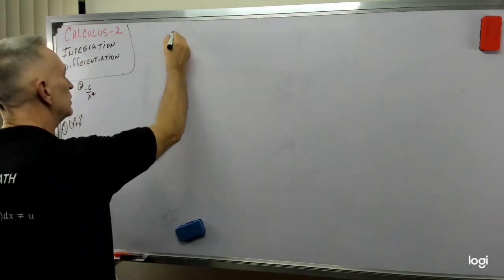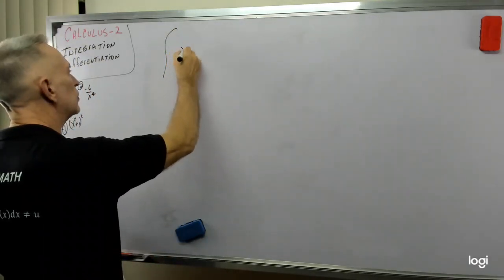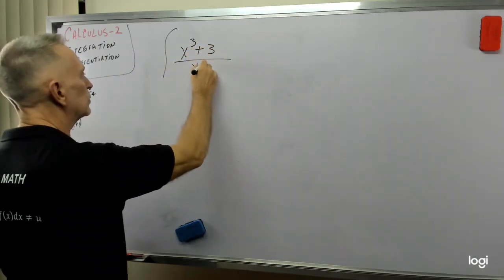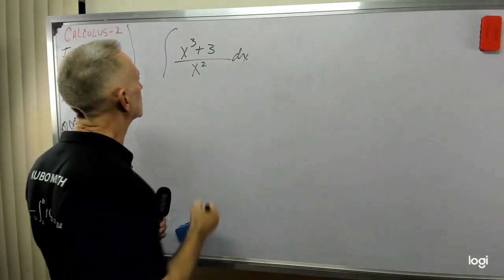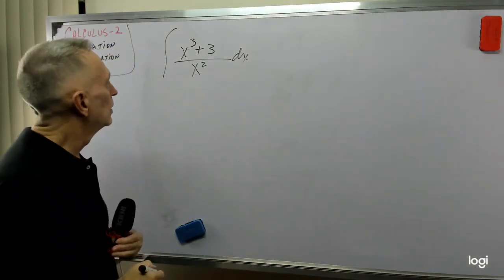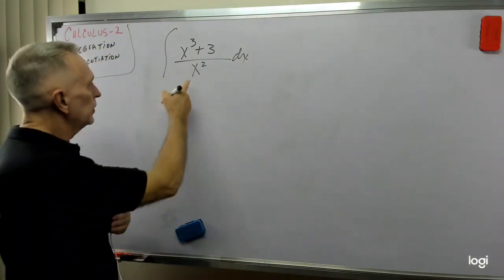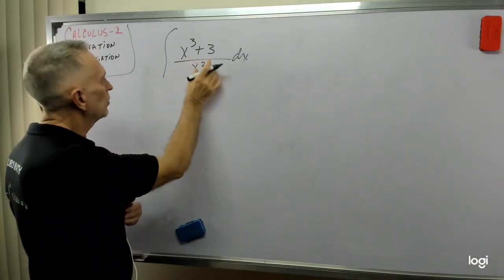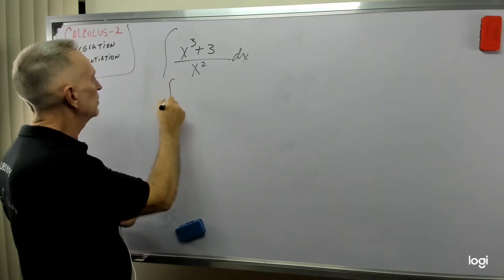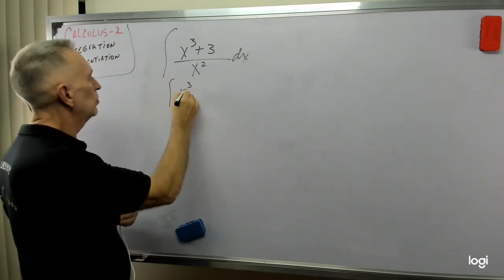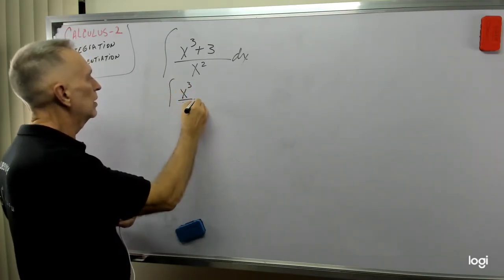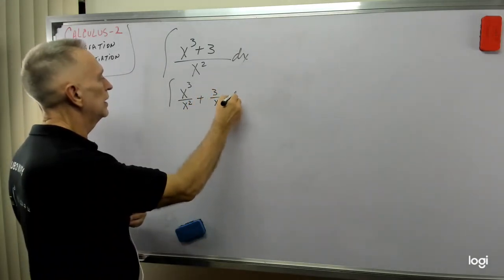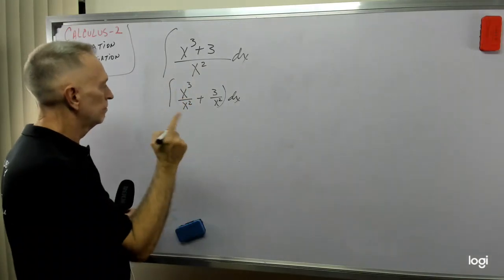All right, what about this guy? The integral of x cubed plus 3 over x to the second power dx. Ooh. Well, since we have a single term in the denominator, we can separate the terms out. So that's x cubed divided by x squared plus 3 over x squared dx. Okay.